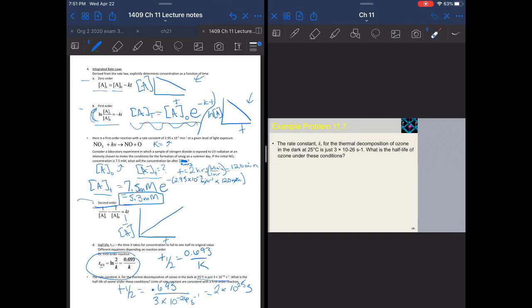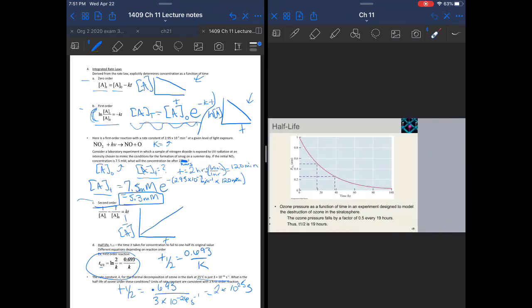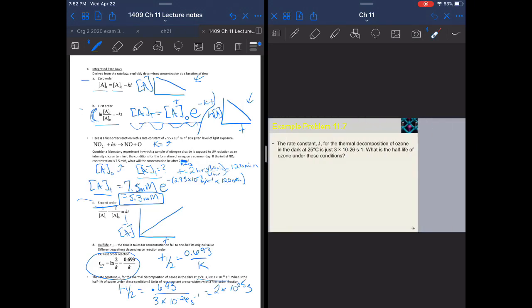Now that's such a big number that it's kind of hard to wrap your head around. If you convert that to hours, it's 5.5 times 10 to the 21 hours. That is a huge amount of time for it to decrease by half, especially since if you just add light, that half-life is only 19 hours. So you can really see how important certain wavelengths of light are in destroying the ozone. In the dark, it takes a lot longer.